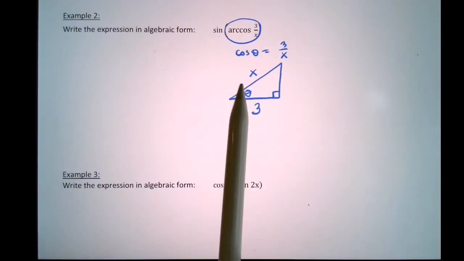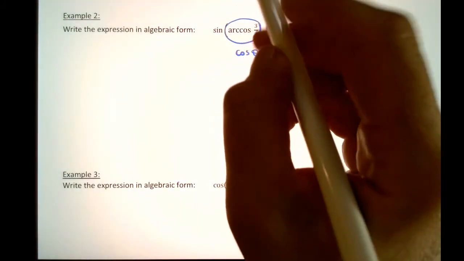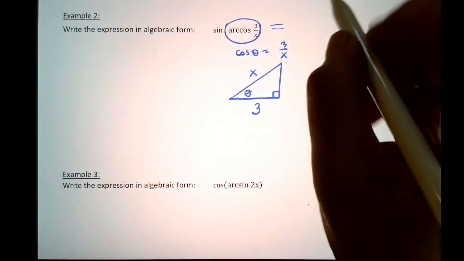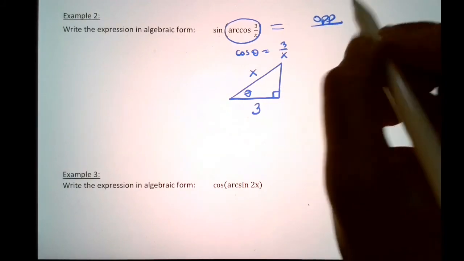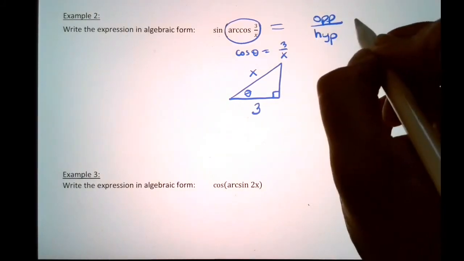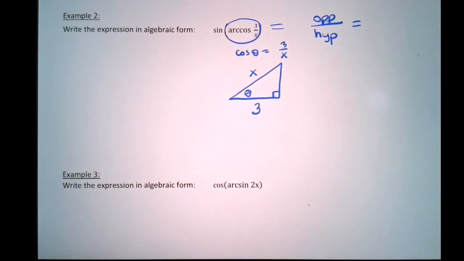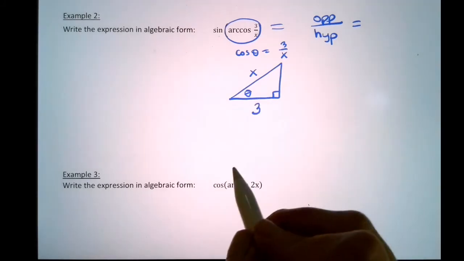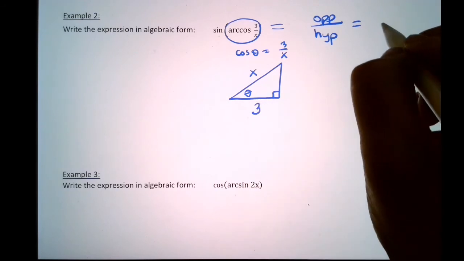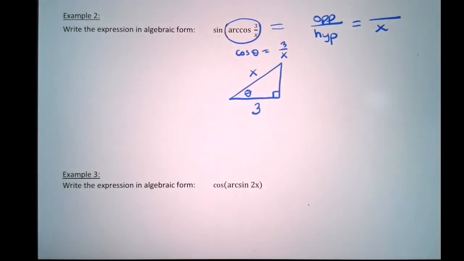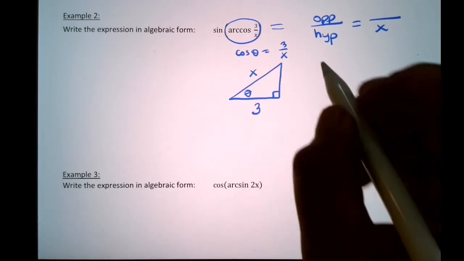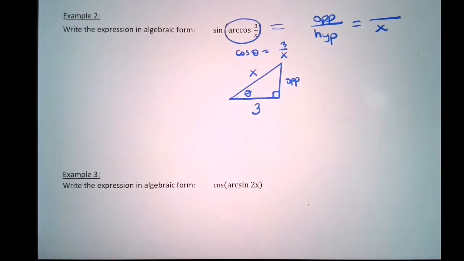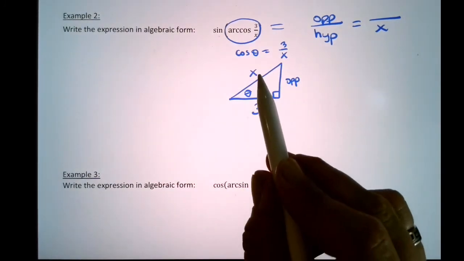So what do I need to answer this question? To answer this question, I need opposite over hypotenuse. What do I know right now? I know that the hypotenuse is x. Okay. So all I have to do is figure out that opposite side, which I'll label in here. That's what I'm looking for. And you have the skills to do it. You have 2 out of 3 sides, right?